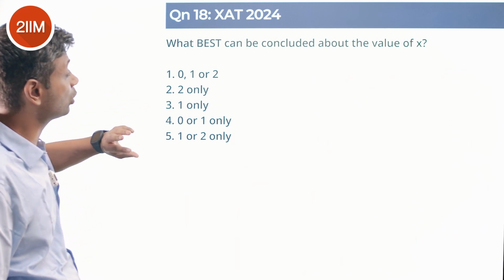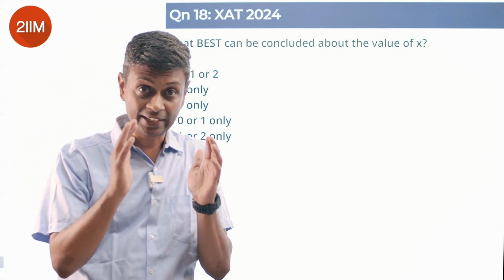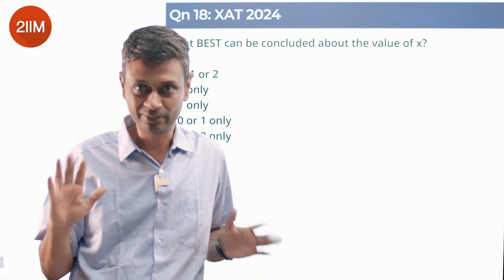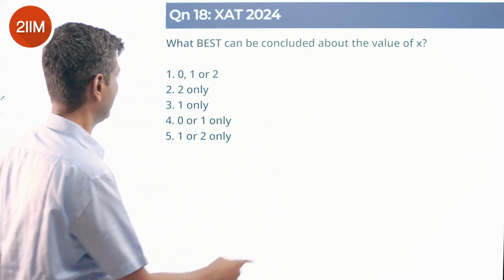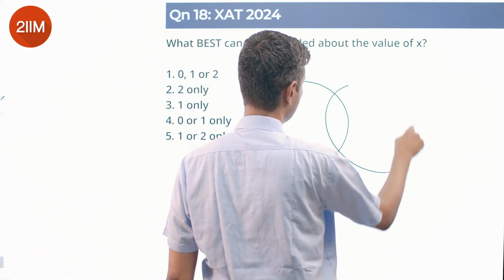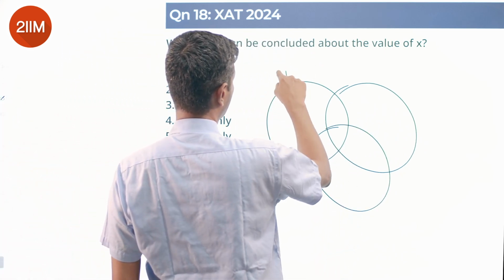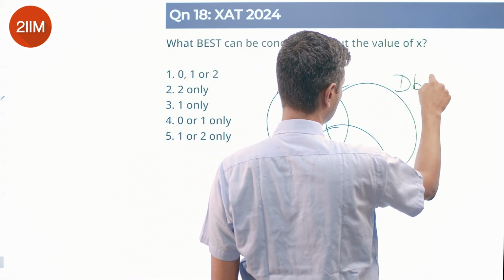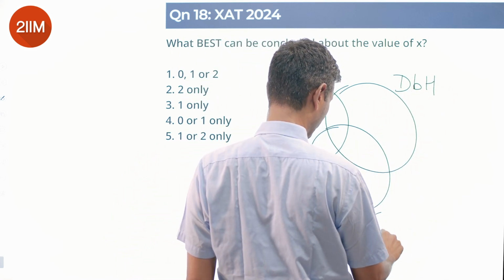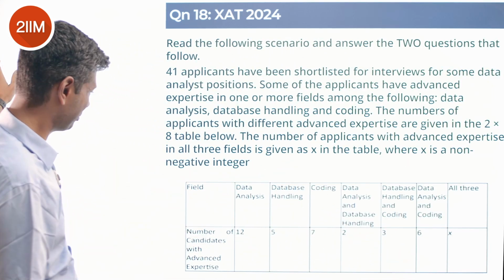What best can be concluded about the value of x? If it were my other way of thinking, data handling only, then x can be anything. That's not the case. Right? So now it's a classic Venn diagram question. I'm going to say, hey, let's put our 3 circles, put everything in. Data analysis, database handling and coding. And so I think it's database handling. Yeah, database handling, whatever that means.